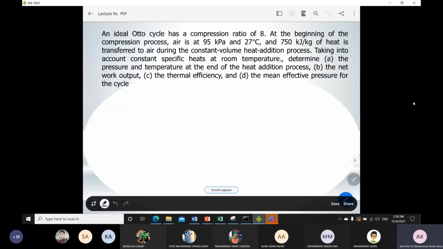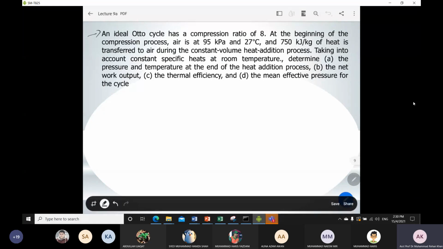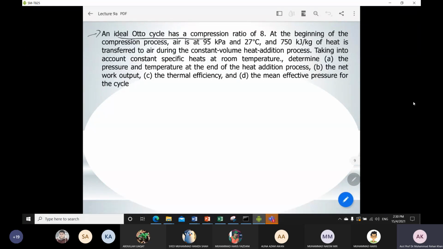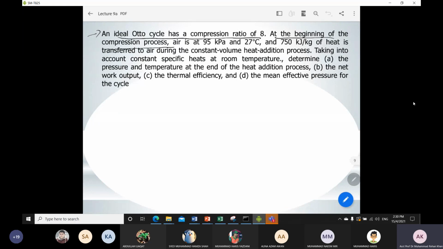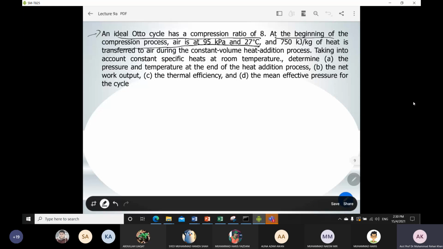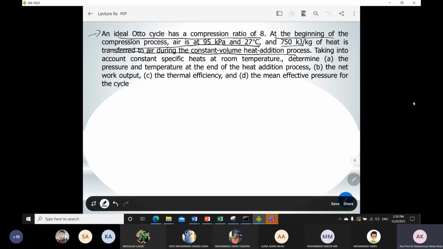Starting from another problem, again it is an ideal Otto cycle. So it is mentioned over there, an ideal Otto cycle has a compression ratio of 8. At the beginning of the compression process, air is at 95 kilopascal and 27 degrees. This means your temperature at 1 and pressure at 1 are given. 750 kilojoule of heat is added during the constant volume heat addition process. So it means Qin is given over there.